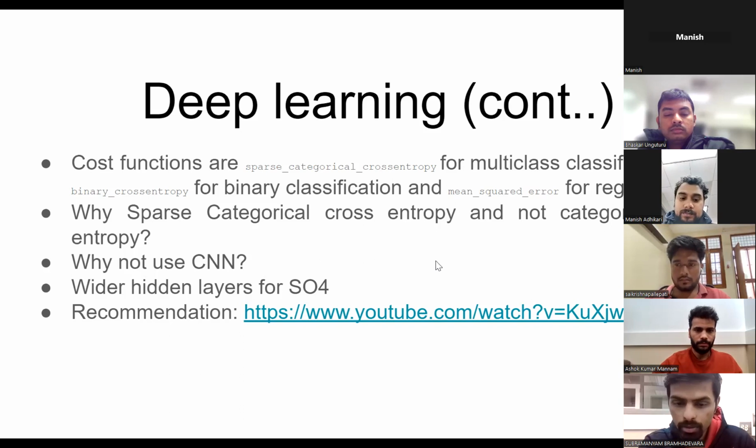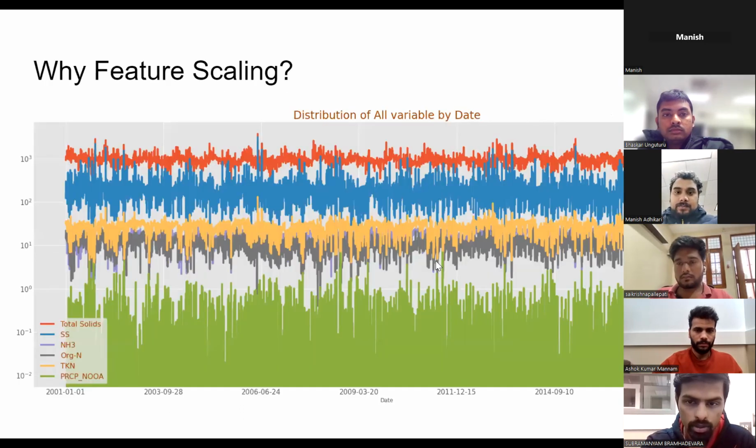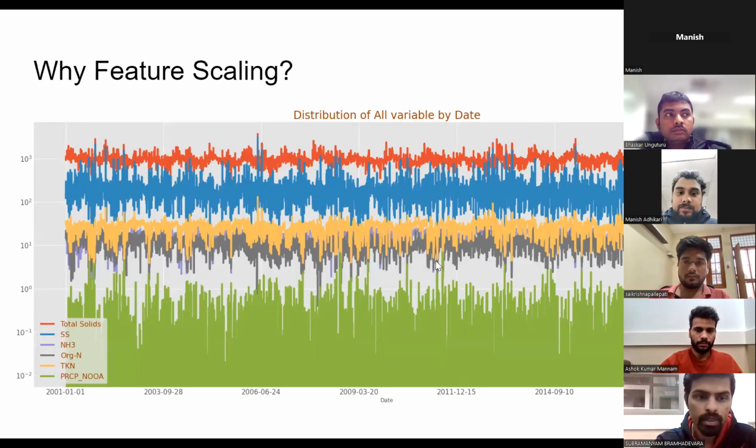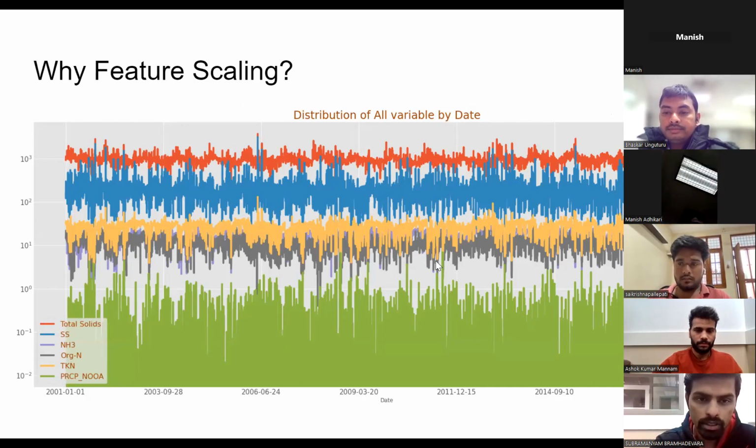Hi everyone, this is Subramaniam. I'm going to explain why we are doing feature scaling for the water dataset.